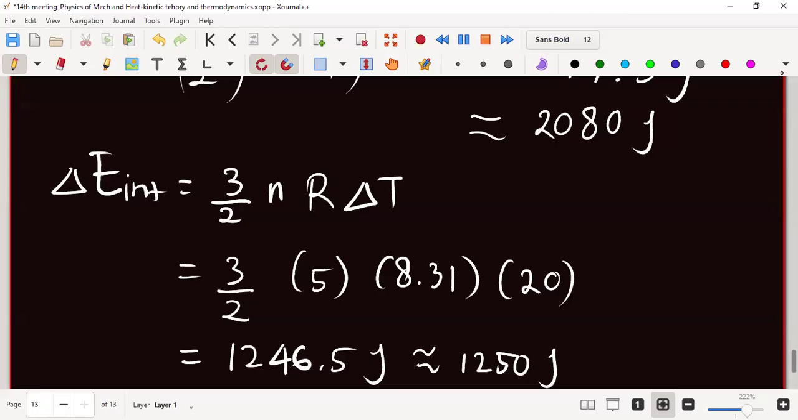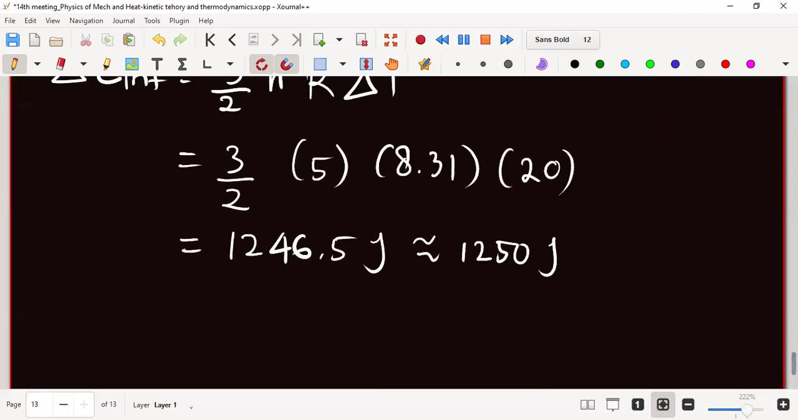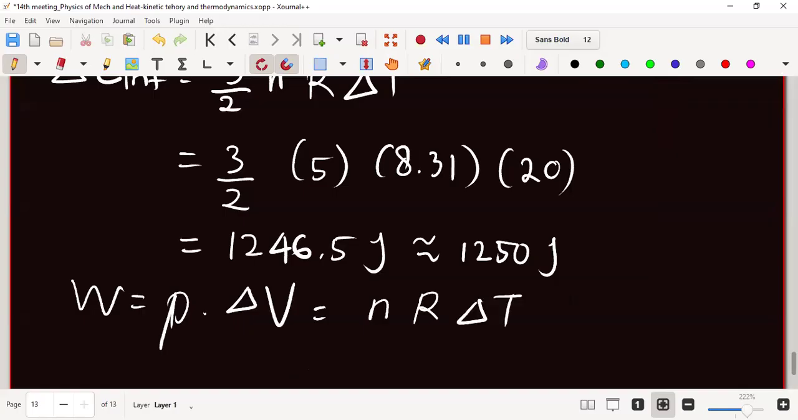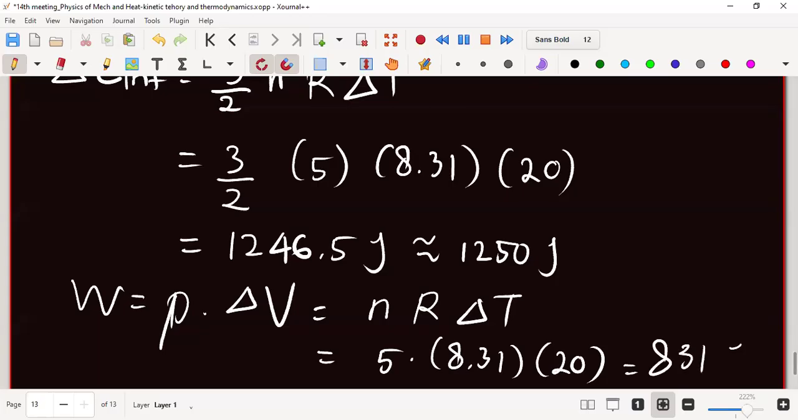And then how much is the work? Work is P delta V. So P delta V is n R delta T. N is 5 moles, R is 8.31, delta T is 20. So you can calculate the work is 831 joules.